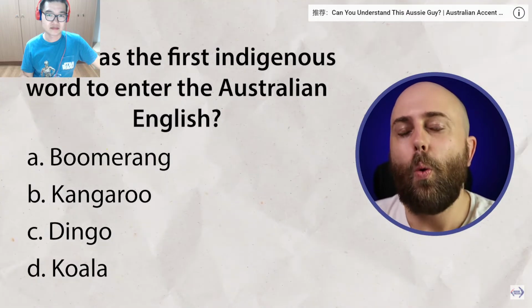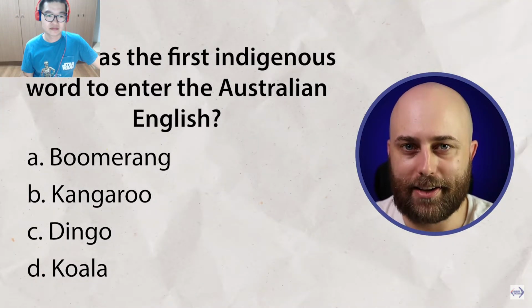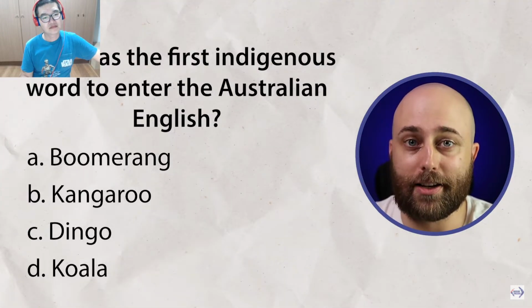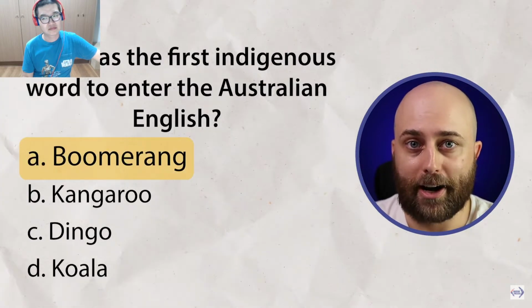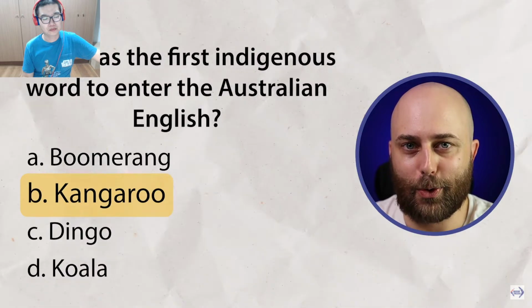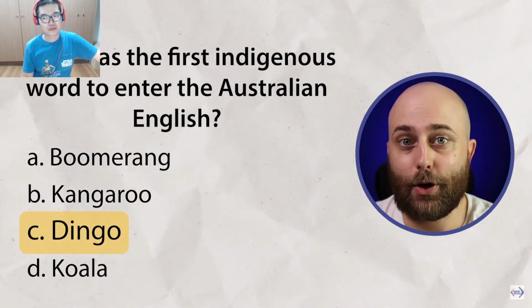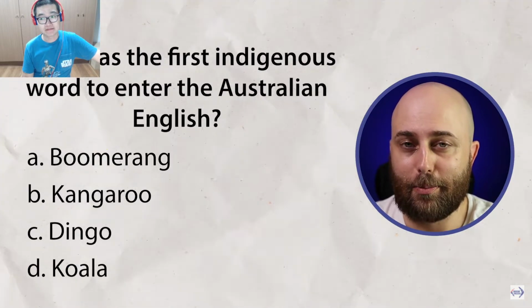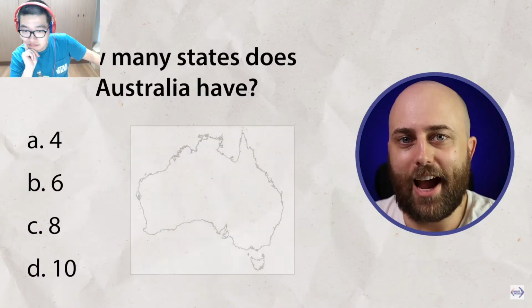Question 17. What was the first Indigenous word to enter Australian English? So which word from any Indigenous language was the first one to enter Australian English? A. Boomerang. B. Kangaroo. C. Dingo. Or D. Koala. The answer is B. Kangaroo. And funnily enough, this happened before Australia was colonised. So this happened in, I think, the year 1770 with Captain Cook going along the east coast of Australia. He interacted with the local Indigenous people, I think around Sydney, and asked, what the hell is that hopping creature? And they said, it's a kangaroo. It's a kangaroo, mate.